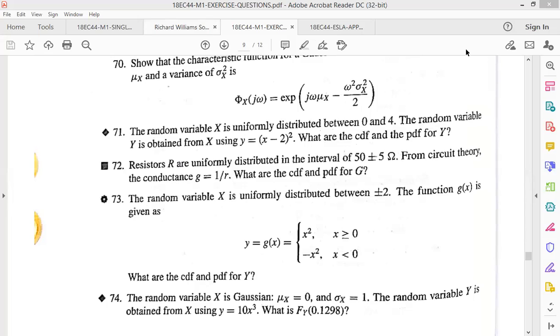The random variable x is distributed between 0 and 4. The random variable y is obtained from x using y is equal to (x minus 2) whole square. What are the CDF and PDF for y?